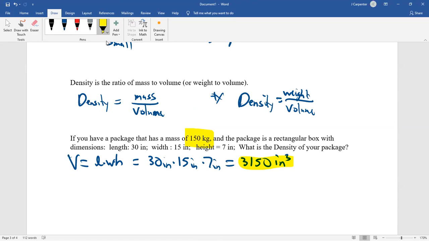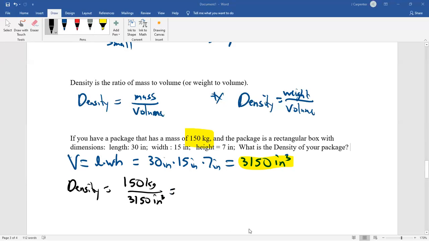So it's a weight per cubic whatever, or mass per cubic whatever. So the density, the mass, was what we were given, which is the 150 kilograms, divided by the volume, which was the 3,150 cubic inches. So let's see what we get when we do this.